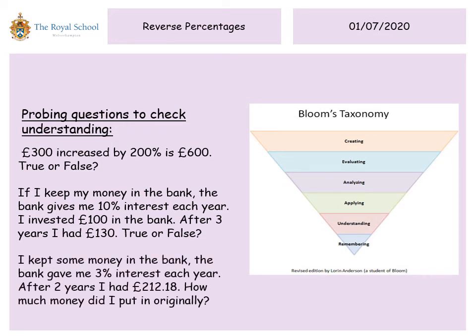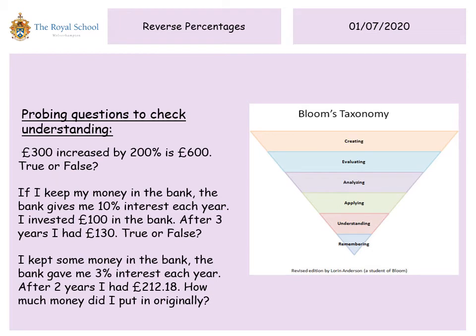And number 3, I kept some money in the bank and the bank gave me 3% interest per year. After 2 years I had £212.18. So how much money did I put in originally? So if you'd like to pause the video until you've had a chance to think about these, and then we can run through some of the answers.